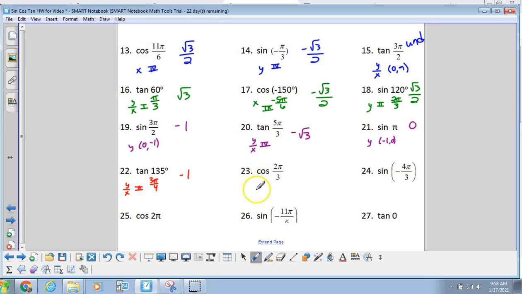Number 23, the cosine is our x value. 2 pi over 3 is in our second quadrant. So the x value of our pi over 3 family in the second quadrant is negative 1/2.